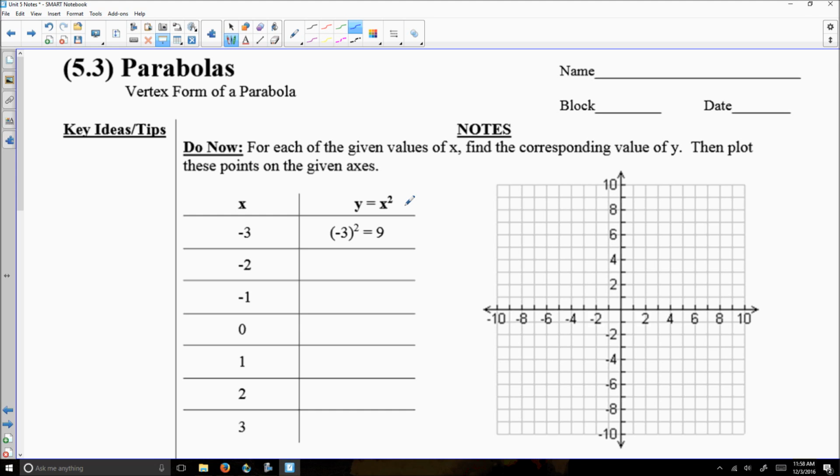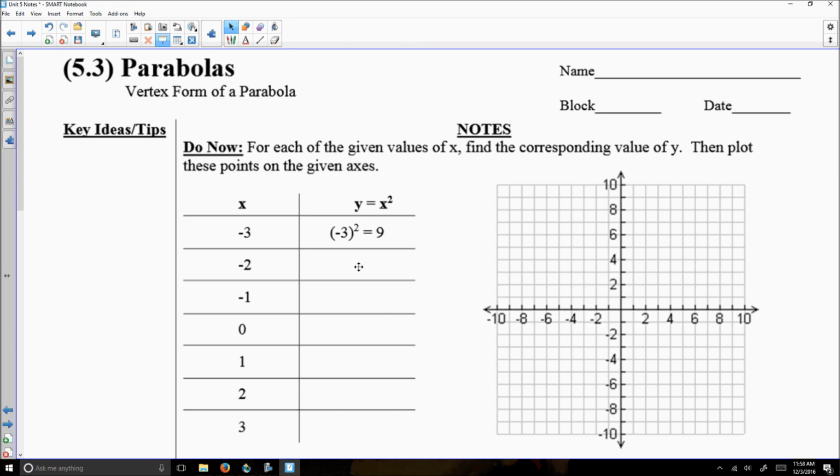Oftentimes when we don't understand how an equation relates to a graph, we'll explore it by plugging in points. Here I have some fixed points I'd like you to plug in to find the corresponding y value and then plot them on this graph grid. I've given you the first one. When x is -3, the corresponding y value would be -3 squared, which is 9. So take a moment to pause this video and fill in the rest of the points.